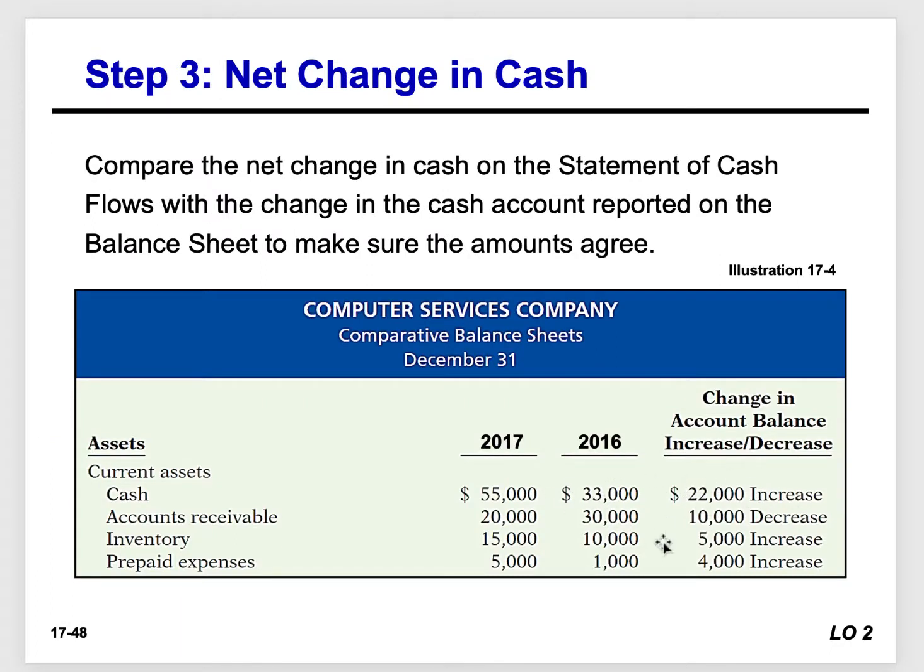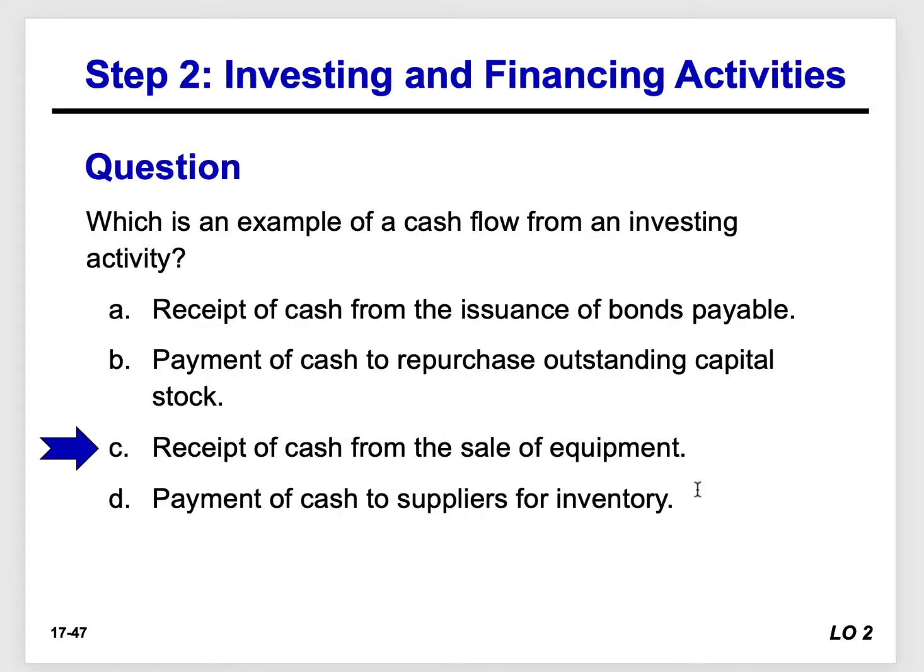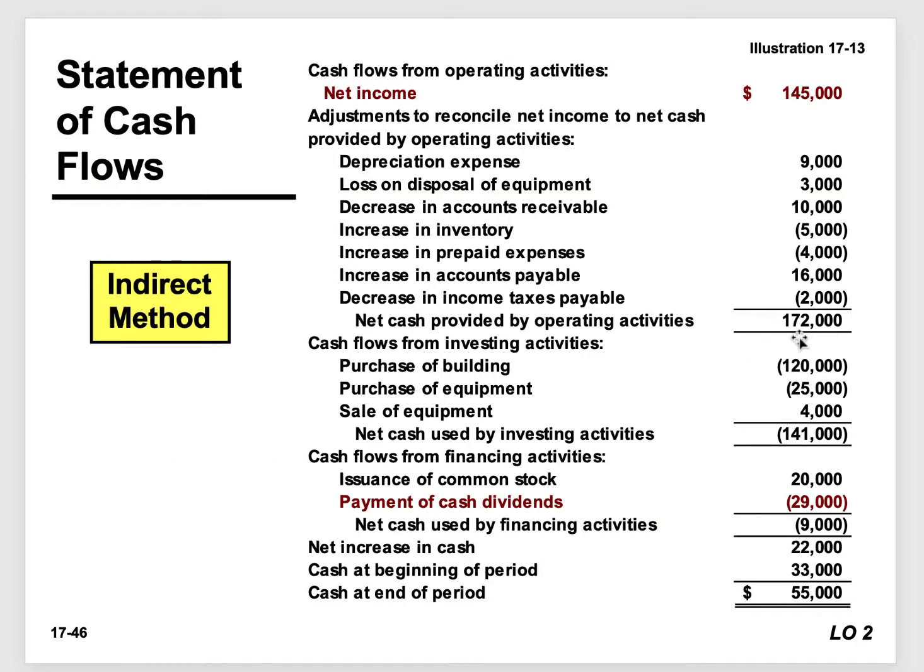Well, what did this change come from? Yeah, it changed by $22,000, but where did that come from? Well, we got $72,000 net cash provided by operating activities. We had $141,000 net cash used by investing activities, and we had net cash used by financing activities of $9,000. That explains the $22,000 net increase in cash.